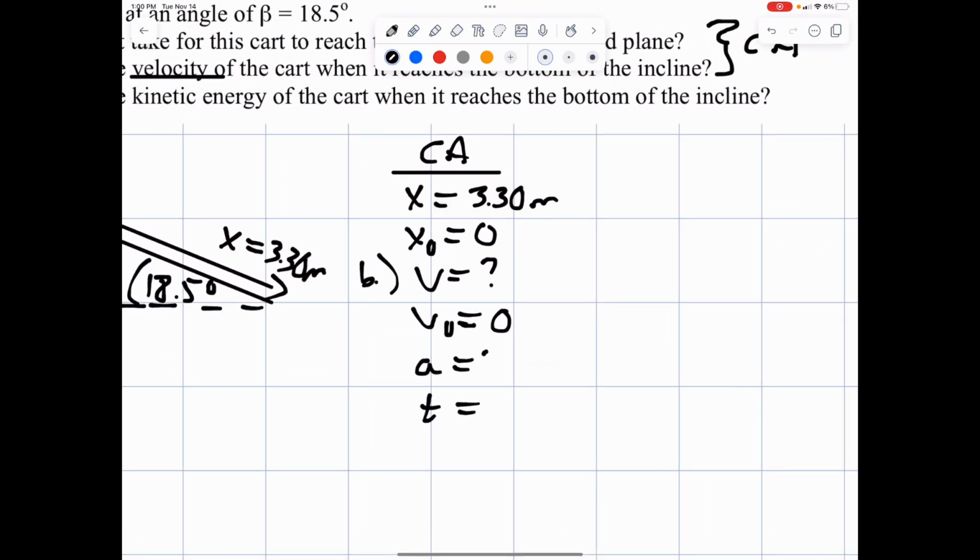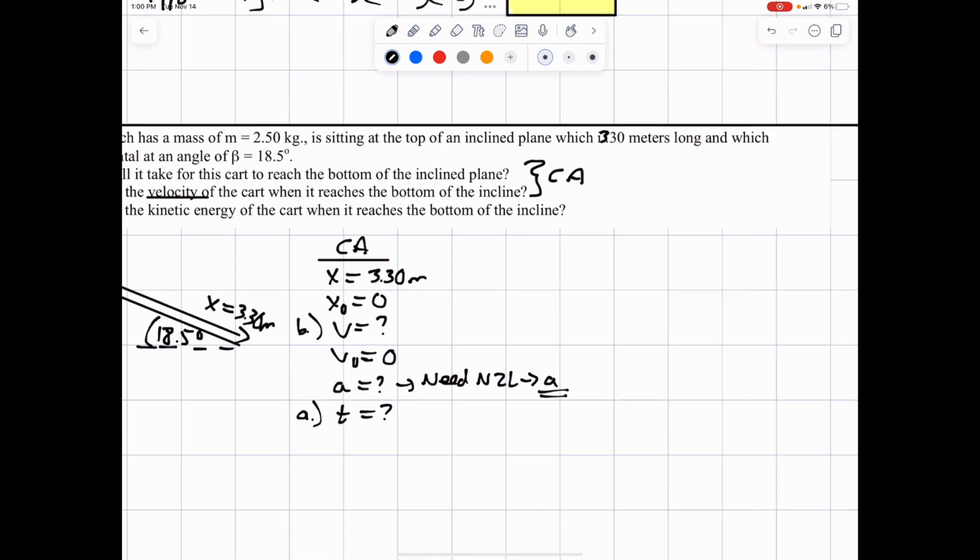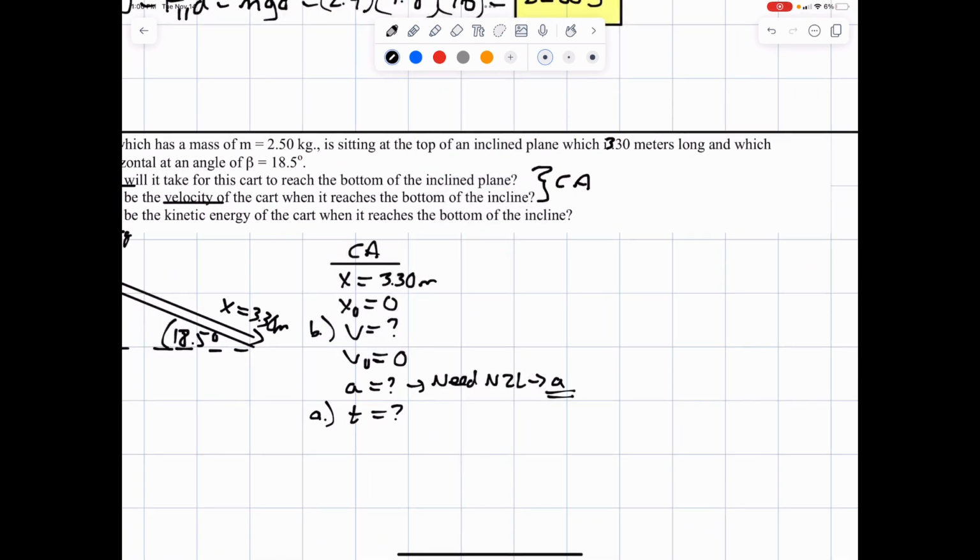Acceleration, I don't know what that is yet, which means I'm going to need Newton's second law to find acceleration. Okay, we'll get to that in a second. And time, I don't know. That's part A. So before I can figure out time, I need to figure out the acceleration down the incline. So let's use Newton's second law to find acceleration.